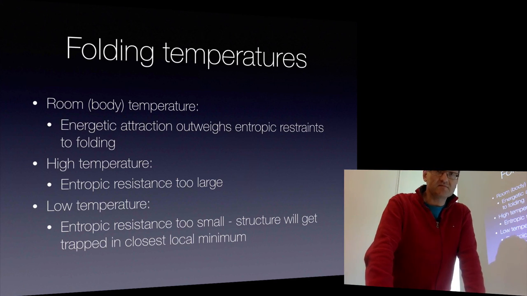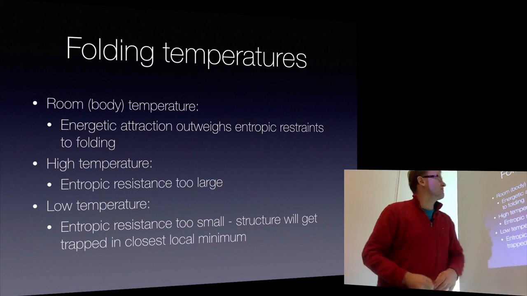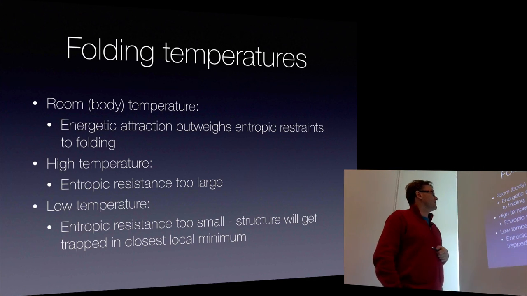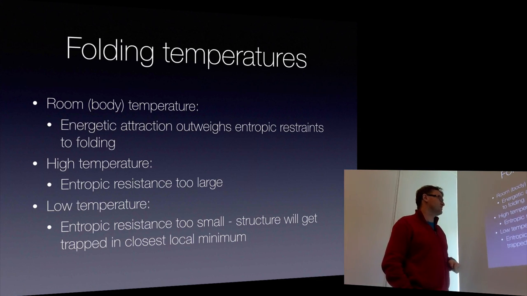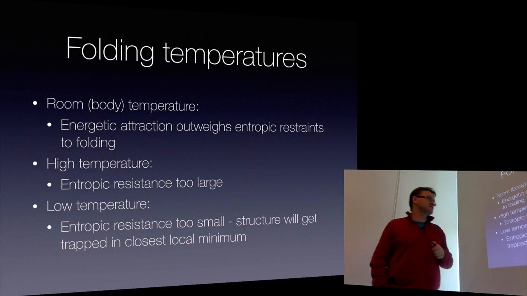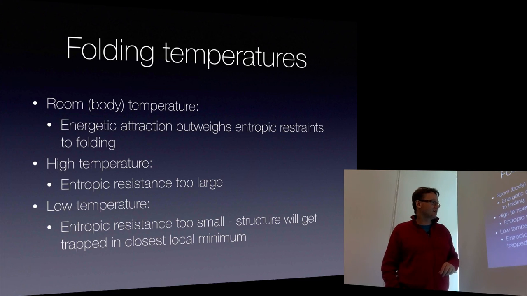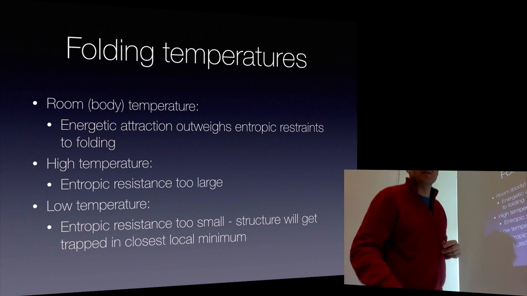What this means is, you can think of temperature in another way. The reason why we don't fold at high temperatures is that the entropic resistance becomes too large. We lose too much entropy. And the reason why we don't fold at too low temperatures is that the entropic resistance is suddenly too small. That just means that we get trapped in the closest local energy minimum, and then we don't have enough entropy to get out of it. I'm not sure how useful it is to think of it that way. I think I will stop there.